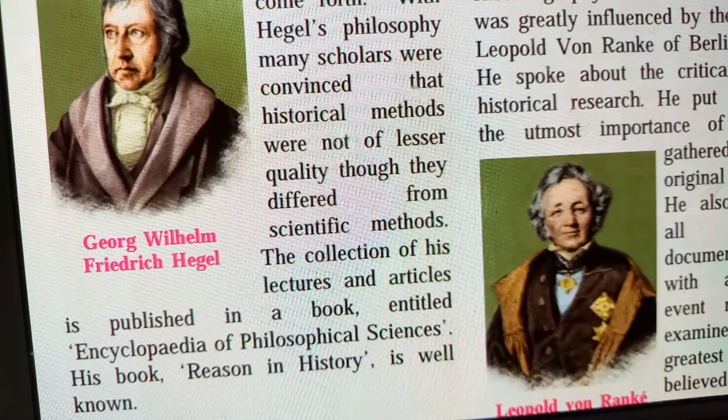The collection of his lectures and articles is published in a book, meaning Hegel also wrote books. The name of that book was Encyclopedia of Philosophical Science. His book Reason in History is also well known. So he has written, I think, two books in history. First is Encyclopedia of Philosophical Science and second is Reason in History. They were written by Hegel.